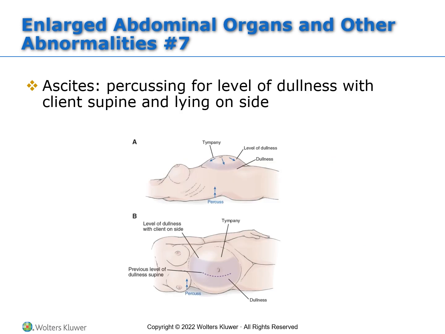All right, so this is where you're checking the client for ascites. You're percussing for the level of dullness with the client supine and lying on their side.